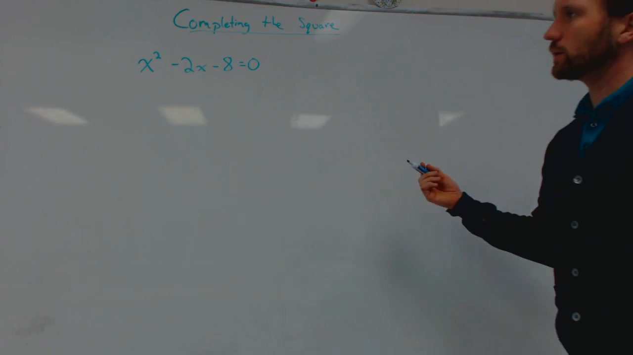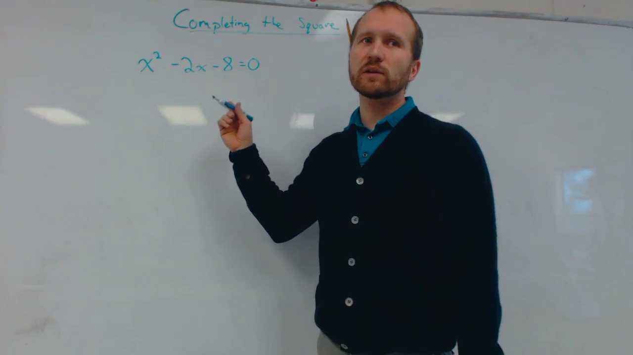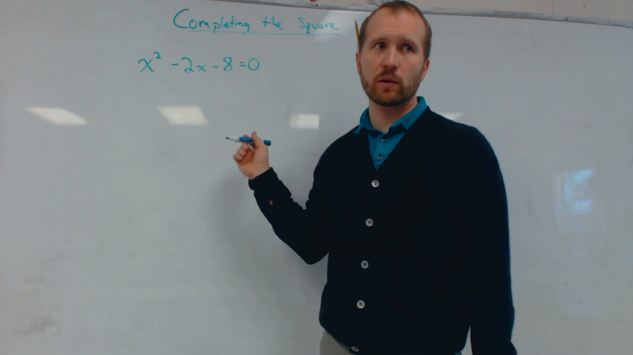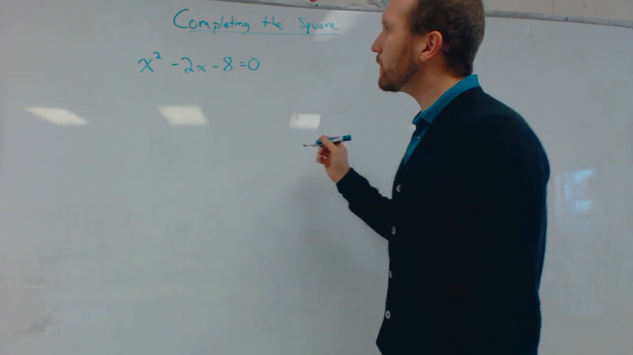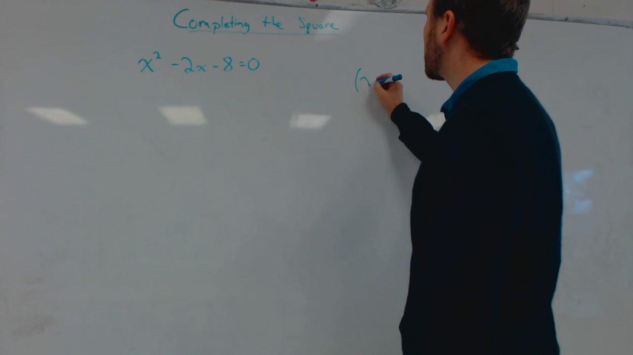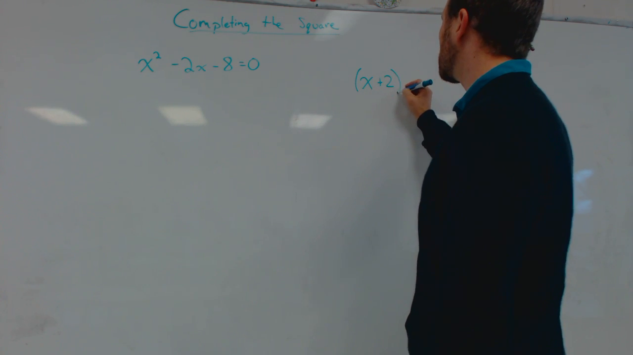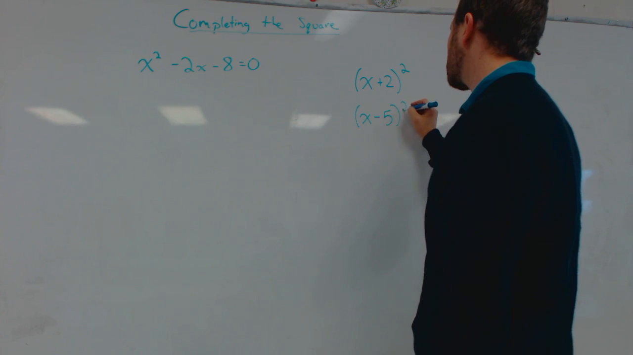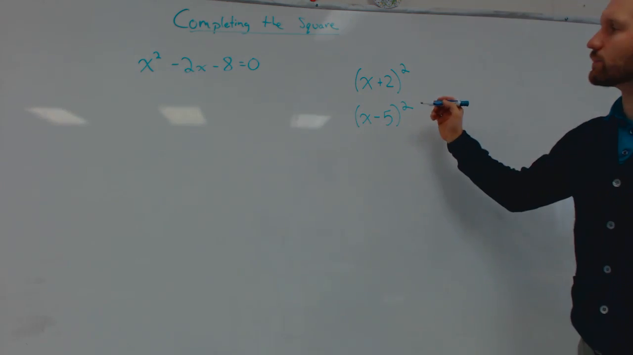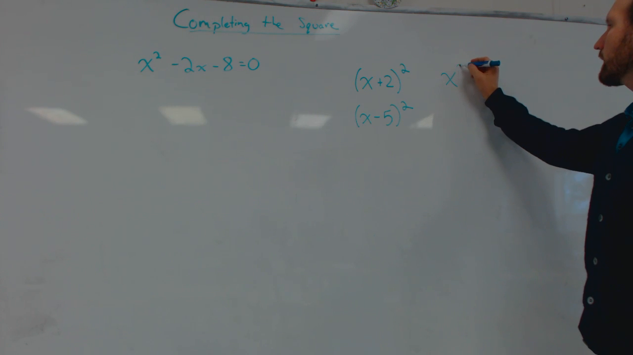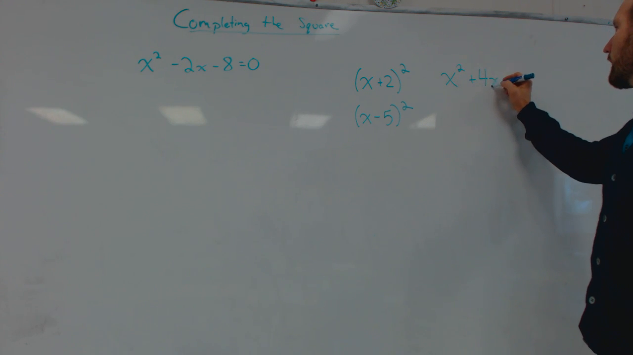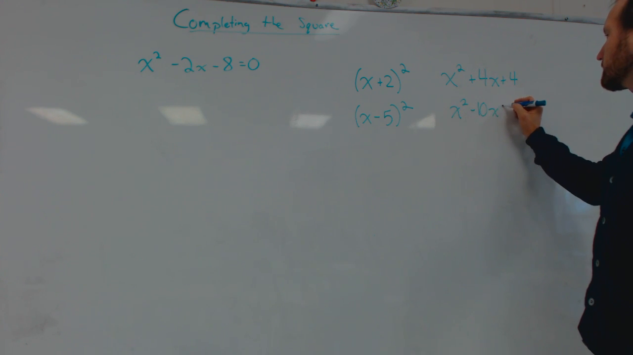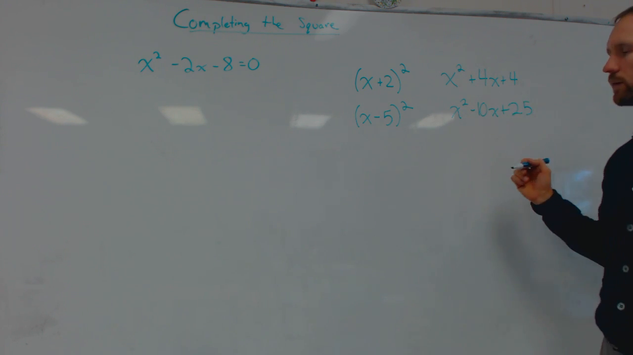So what I'm going to do here is make this a perfect square. Remember, a perfect square is something like x plus 2 squared, or x minus 5 squared. And when you expanded these, it's always like x squared plus 4x plus 4, or x squared minus 10x plus 25.